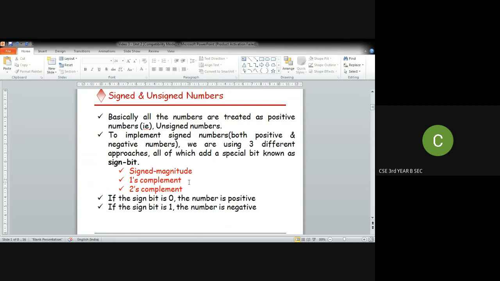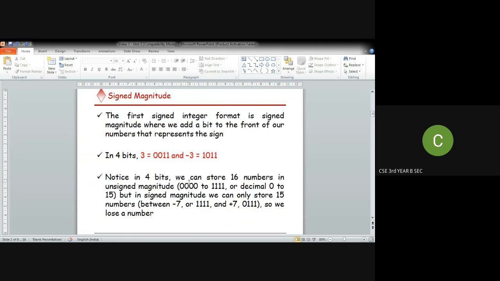First we are going to discuss the signed magnitude method, and how a negative number can be represented in signed magnitude. In signed magnitude, the leftmost bit is considered the sign bit. If it is 0, then the number is a positive number. If the leftmost bit is 1, then we can say it is a negative number. This is how a signed magnitude number is represented.